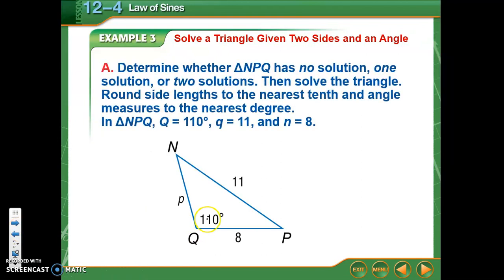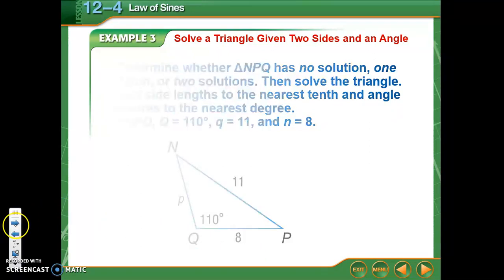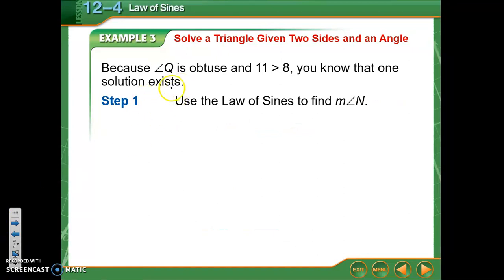So notice in this case, I'm given an angle, an opposite side, and just another given side. My given angle is obtuse, so I'm going to be looking at the right-hand side of the chart, and it's actually going to be the second situation where there's one solution, because my opposite side, which is like A in the chart, is greater than B, which is my other given side. So since angle Q in this case is obtuse and 11 is greater than 8, I'm only going to have one solution, so I can use the law of sines.